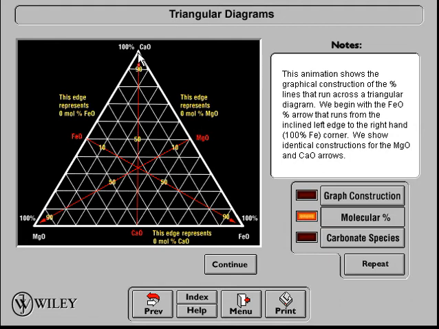The animation shows the graphical construction of the percent lines that run across a triangular diagram. We begin with the FeO percent arrow, the arrow that runs from the inclined left edge to the right hand, the 100% Fe corner. We show identical constructions of the magnesium and the calcium oxide arrows. So now we have here the continue button.